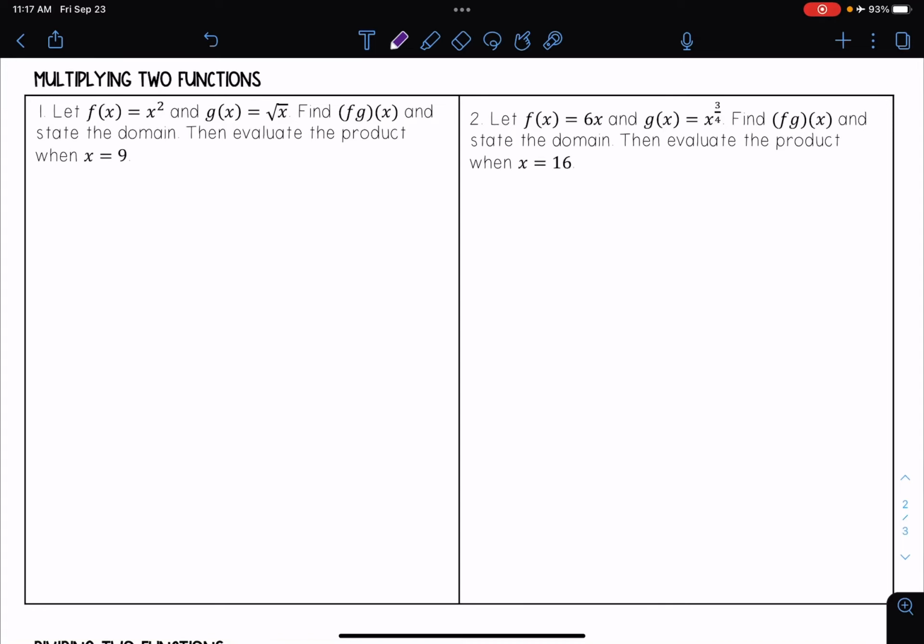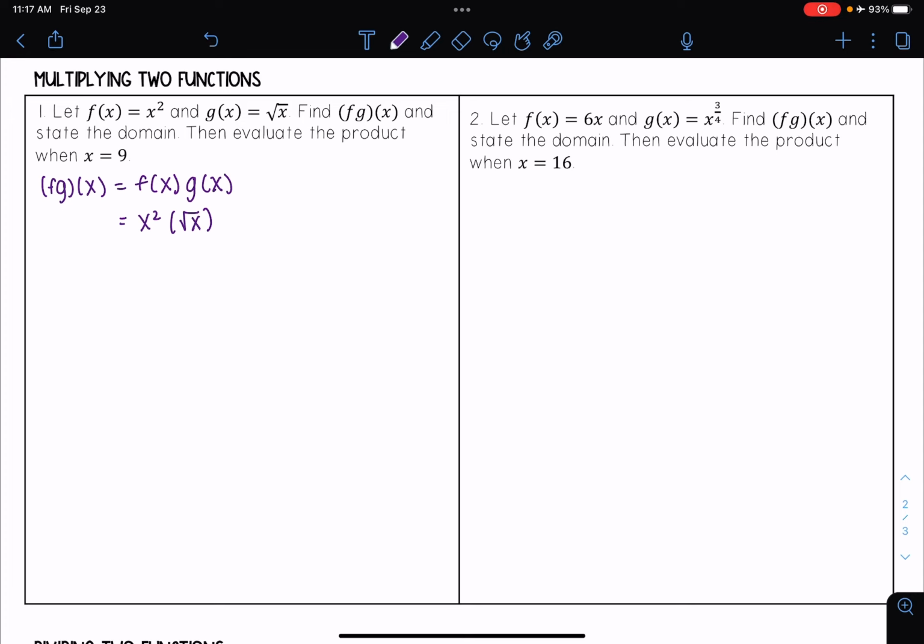In this video, we're going to be looking at multiplying two functions. So I have f of x is equal to x squared and g of x is equal to square root of x. I want to find fg of x. Well, fg of x, we learned, is the same thing as f of x times g of x. So here my f of x is equal to x squared and my g of x is equal to the square root of x. Well, how do I multiply those?